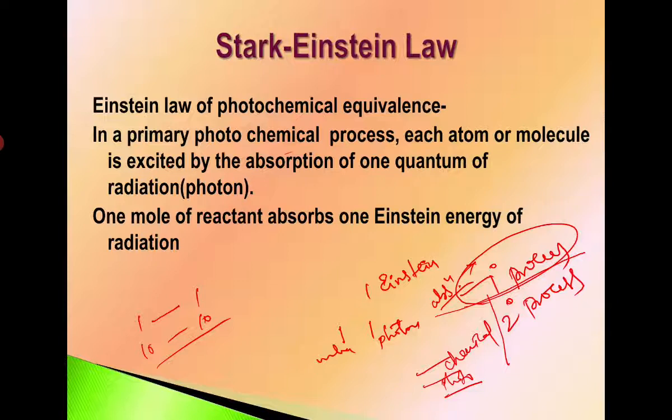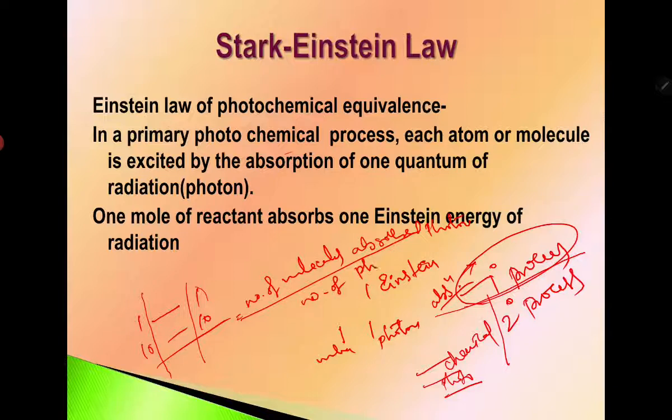And this ratio, that is, the ratio of the number of molecules that are excited to the number of photons absorbed, the number of molecules excited or the number of molecules which absorb the photons, to the number of photons. The number of molecules which are excited by the absorption of photons is given by the term quantum yield, which we will discuss later in detail.